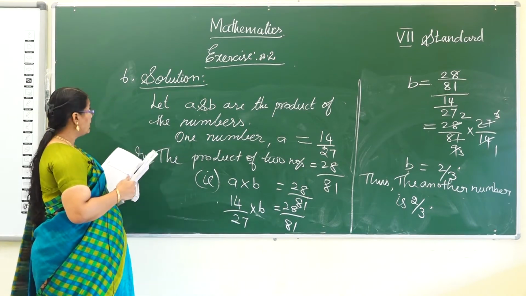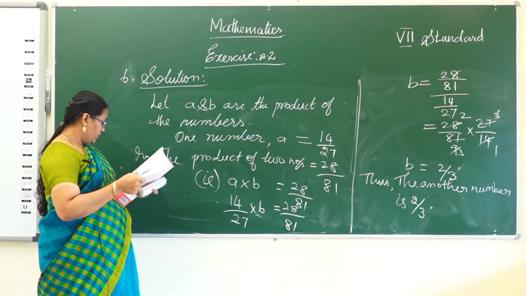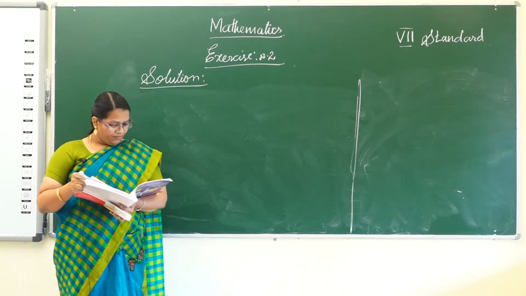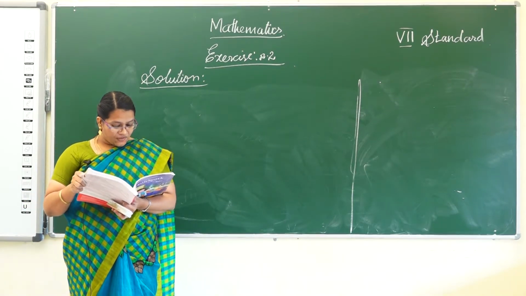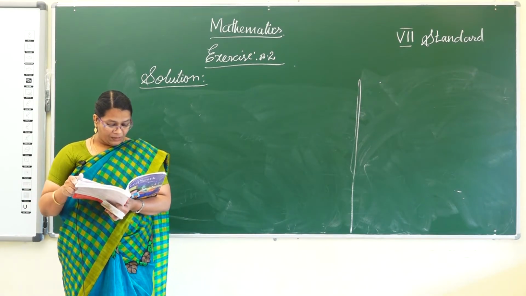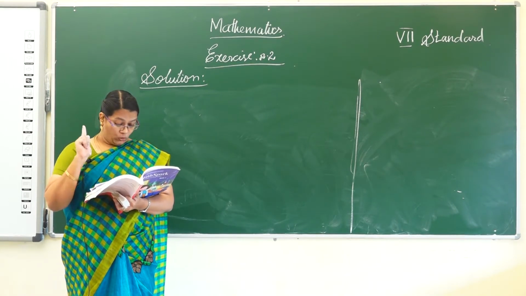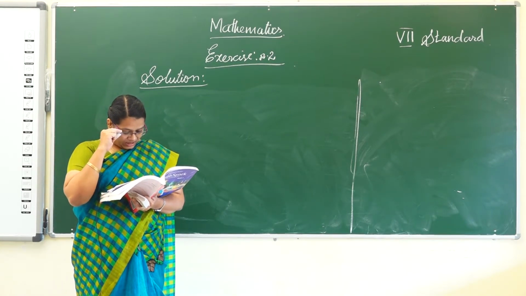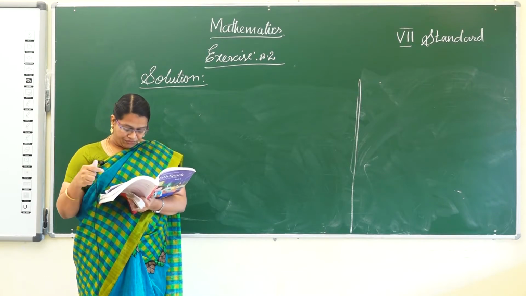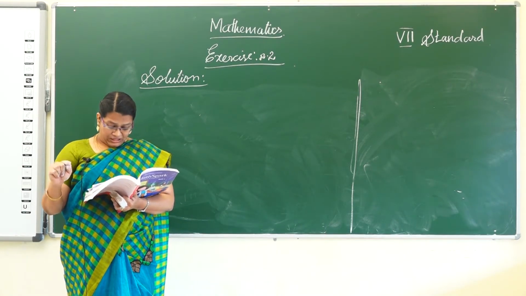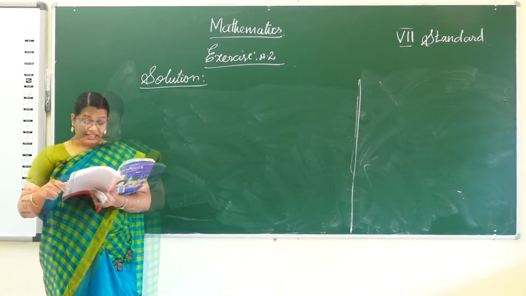I hope you understand the sixth problem. Now move to the seventh one. Seventh problem. The price of 1 kg of sugar is rupees 18 1 by 4. So 1 kg of sugar rate is rupees 18 1 by 4. How many kg of sugar can be bought for rupees 292?